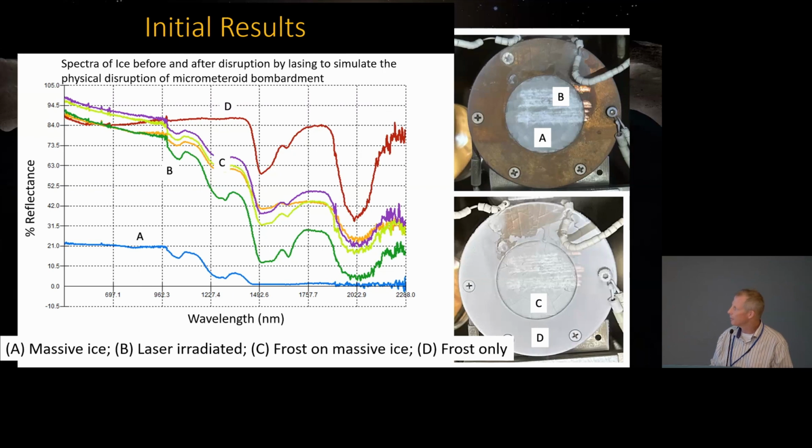The excavated or micrometeoroid-bombarded bulk ice still looks kind of like large-grained ice with maybe a little bit of frost characteristic to it, even with frost on top of it.